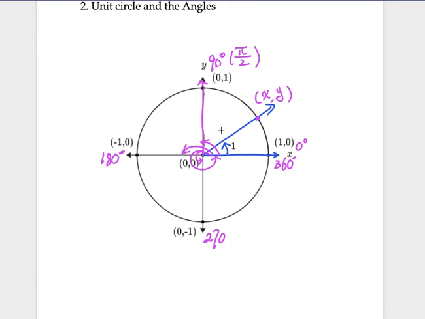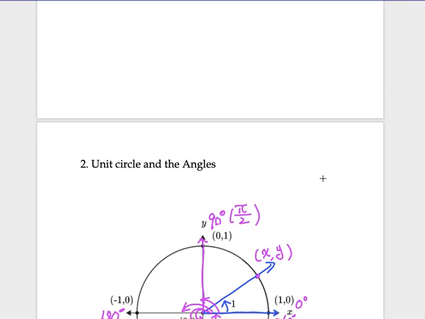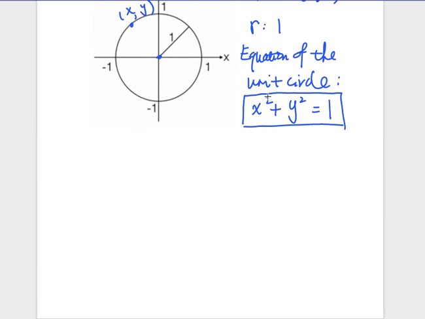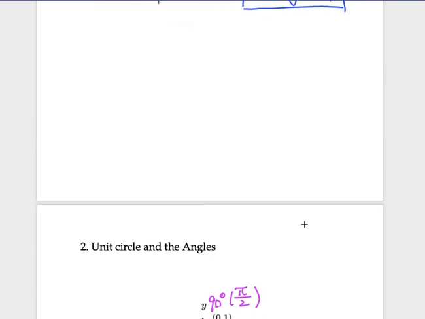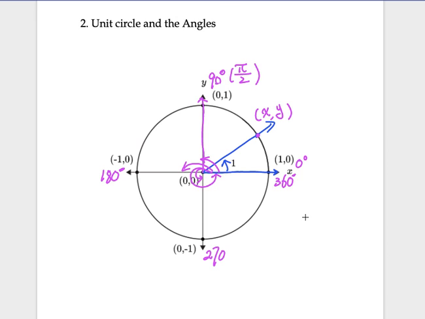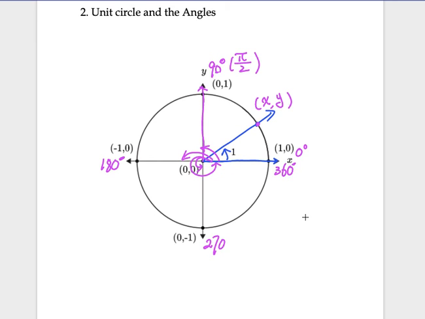Okay, so in the next video, we are going to use the unit circle to help us figure out the coordinates for some special angles. And please do not forget the equation of the unit circle I mentioned before, because later when we start talking about those special angles, that will be the tool we are going to use.